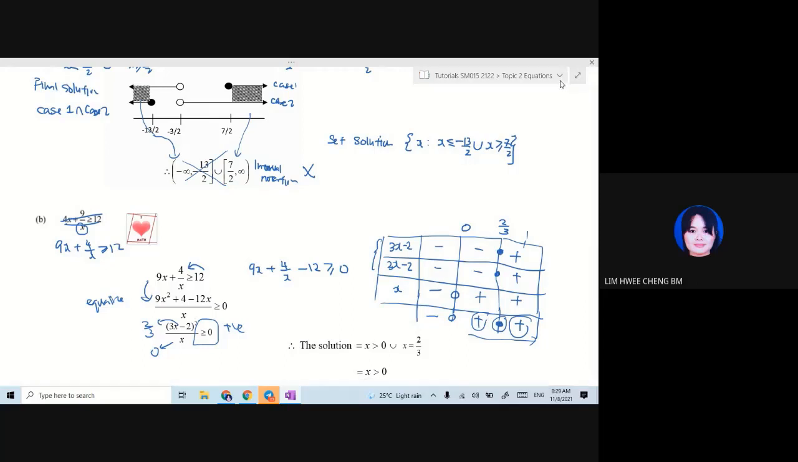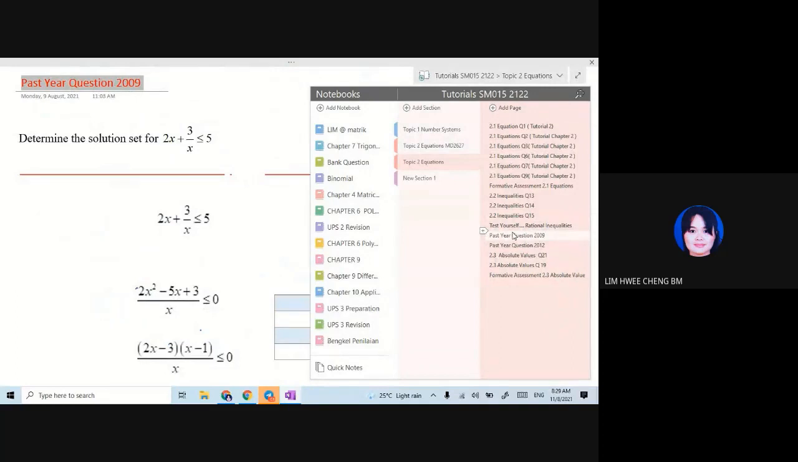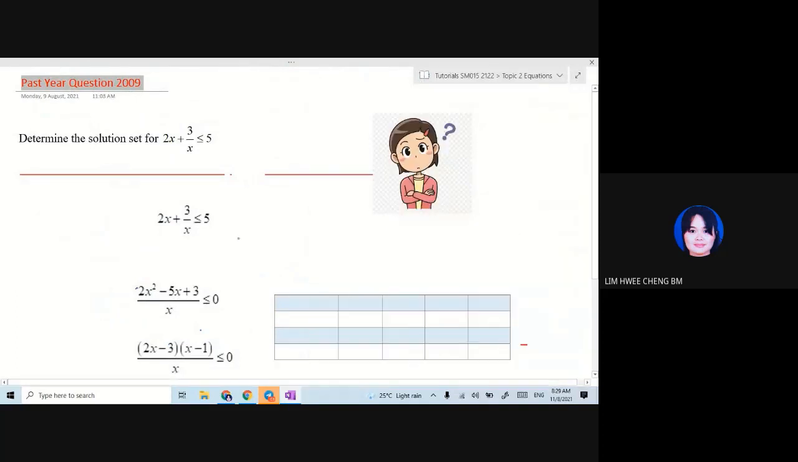Tak faham tanya. Okay, you perasan tak dekat you punya pasir 209? They come out the same question. This is the benefit if you do tutorial. You see, the question basically is the same. Okay, at the year 2009, the final exam, it says I'm going to find the solution set for 2x plus 3 over x less or equal to 5. Basically, it's the same.